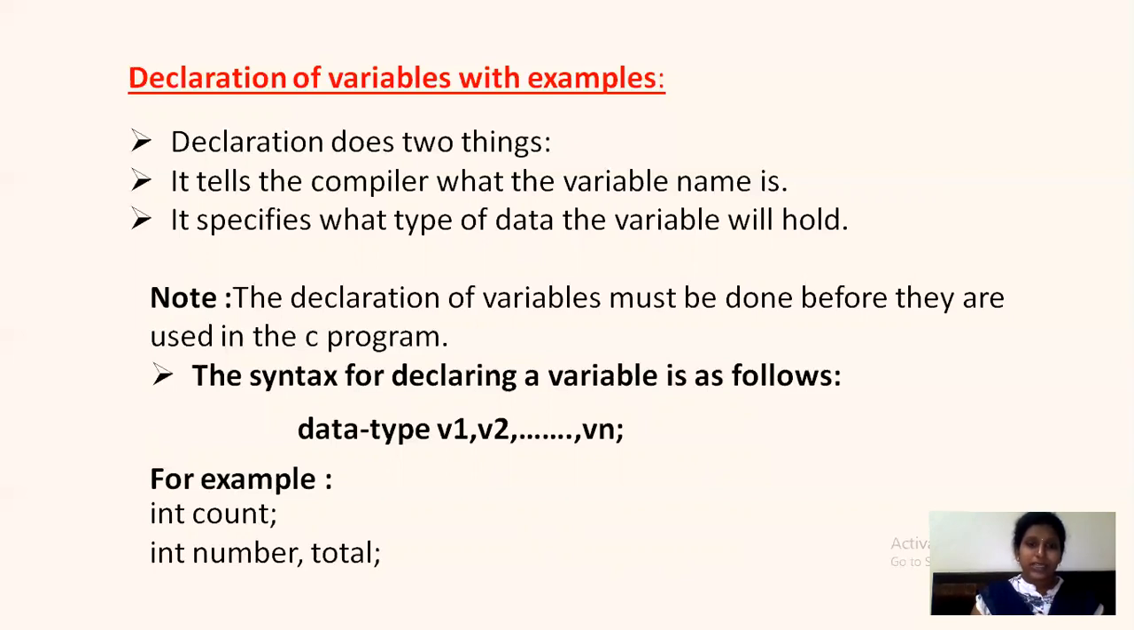The syntax for declaring a variable is as follows: data type followed by v1, v2, and so on up to vn. For example, if you want to take your data type as integer, then int followed by your variable name, then semicolon. If you want to take two variables of type integer, then you need to write int number, total as your declaration of the variables.